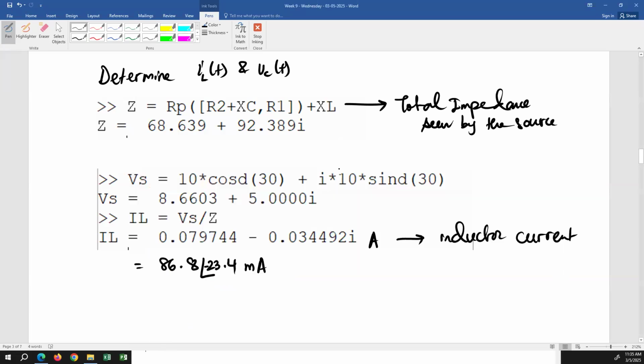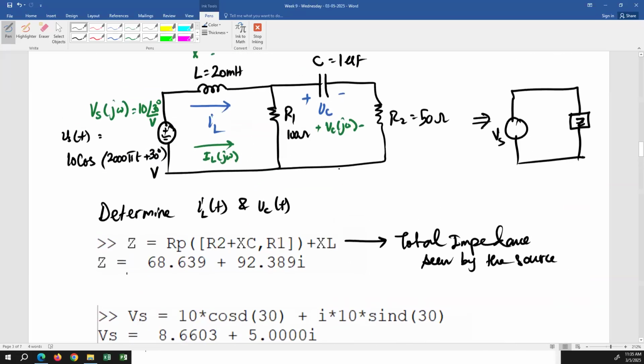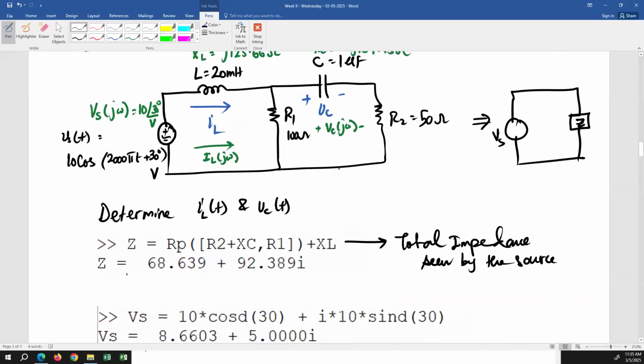So that's your current IL. Observe how easy it is. It's not difficult once you analyze it. So again, don't get confused with the complex numbers. Solution is easy. Analysis is what you have to do.